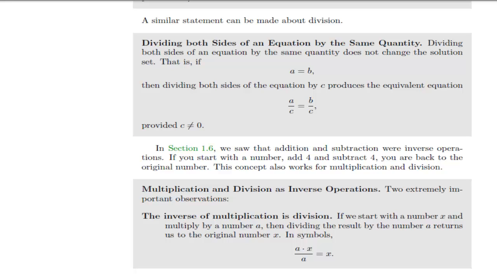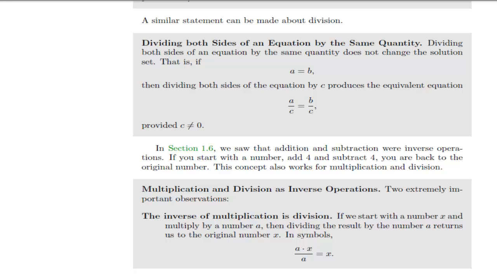In Section 1.6, we saw that addition and subtraction were inverse operations. If you start with a number, add 4, and subtract 4, you're back to the original number. This concept also works for multiplication and division. Multiplication and division are inverse or opposite operations. Two extremely important observations. The inverse of multiplication is division.